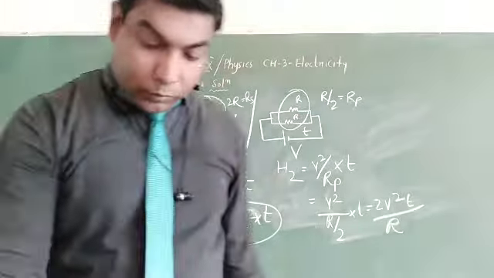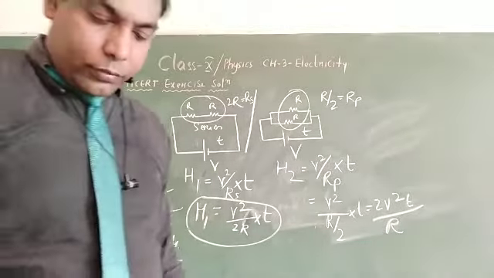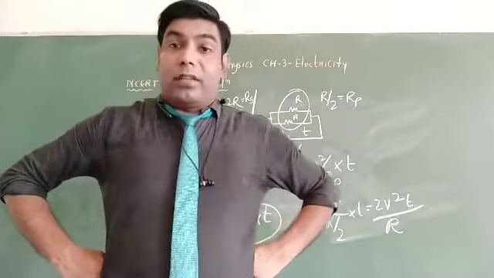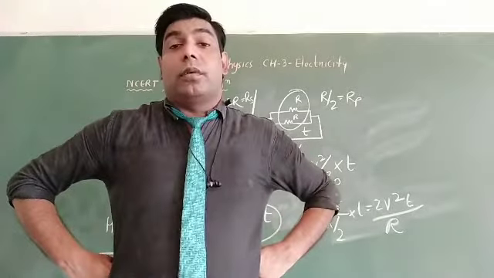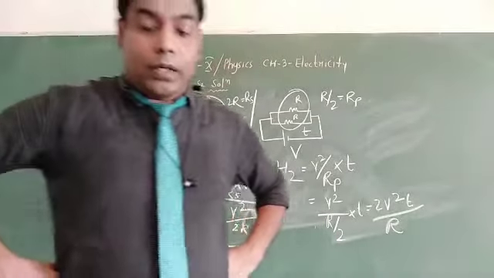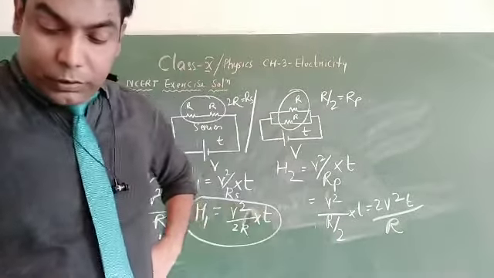Next, question number 5. How is a voltmeter connected in a circuit to measure potential difference? You know, an ammeter is connected in series and a voltmeter is always connected in parallel. So the answer will be: a voltmeter is connected in parallel in a circuit.